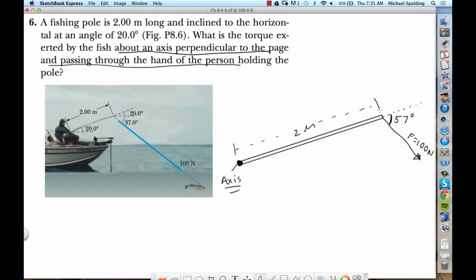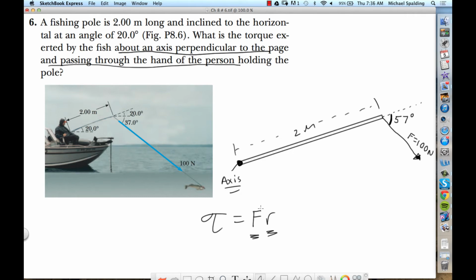Now look, here's the thing. We're trying to find the torque caused by this force. The torque equation is force times distance. What has to be true when you're using this torque equation? The force and the distance must be perpendicular. Is this 2 meter perpendicular to the force? Because that makes 57 degrees. I mean, if that were 90 degrees, we'd be all set to go.